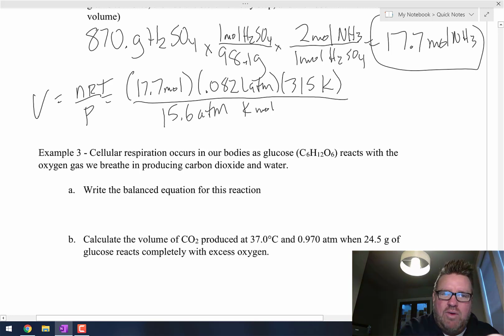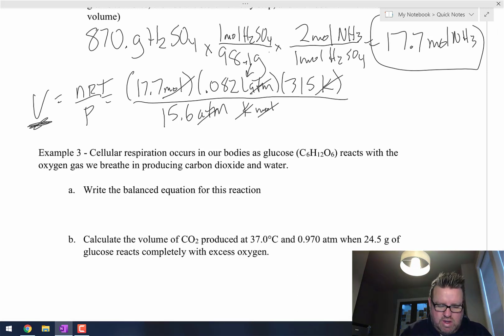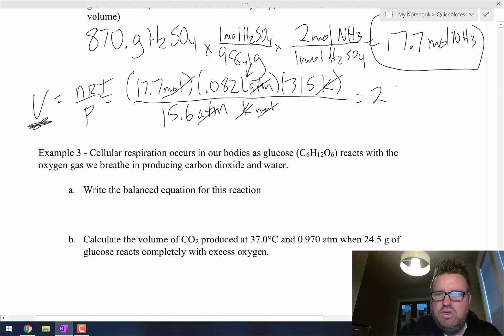And again, if we've done it right, we better only have units left for volume. So moles over moles, atmospheres over atmospheres, Kelvin and Kelvin. What are we left with? There's my liters right there. Okay, so 17.7 times 0.082 times 315 divided by 15.6 equals 29.3 liters of NH3. Okay, and that's our final answer there.